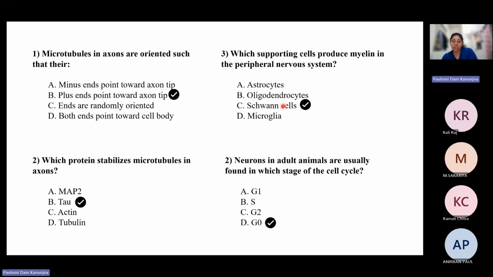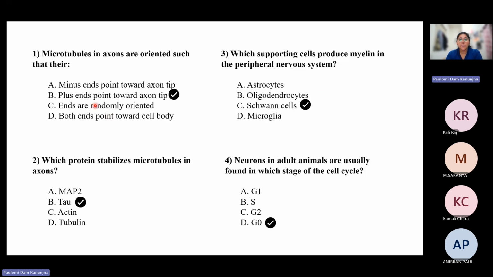The C and D, and E, sorry, that's 4, 2. I don't know why on the slide it shows 2. Just a second, let me correct it. So the fourth one we already know that neurons are one of the cells that enters a permanent cell cycle stage, G naught. And Schwann cells form the myelin for the peripheral nervous system, oligodendrocytes for the central nervous system, right?